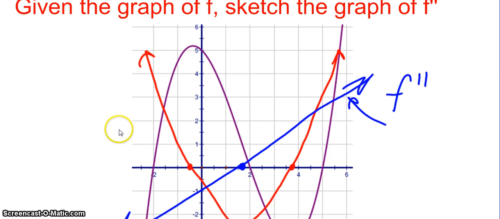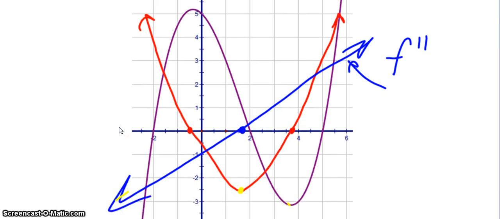Okay, so I know that if I sketch f prime, I'm going to end up with, okay, where there's a maximum here on the function, the derivative is going to have a 0. Where there's a minimum here on the function, the derivative is going to have a 0. And I know since the function was increasing here, the derivative is positive. The function is decreasing here, so the derivative is negative. And then the function is increasing again, so the derivative is positive. Alright, so the red graph is the first derivative.